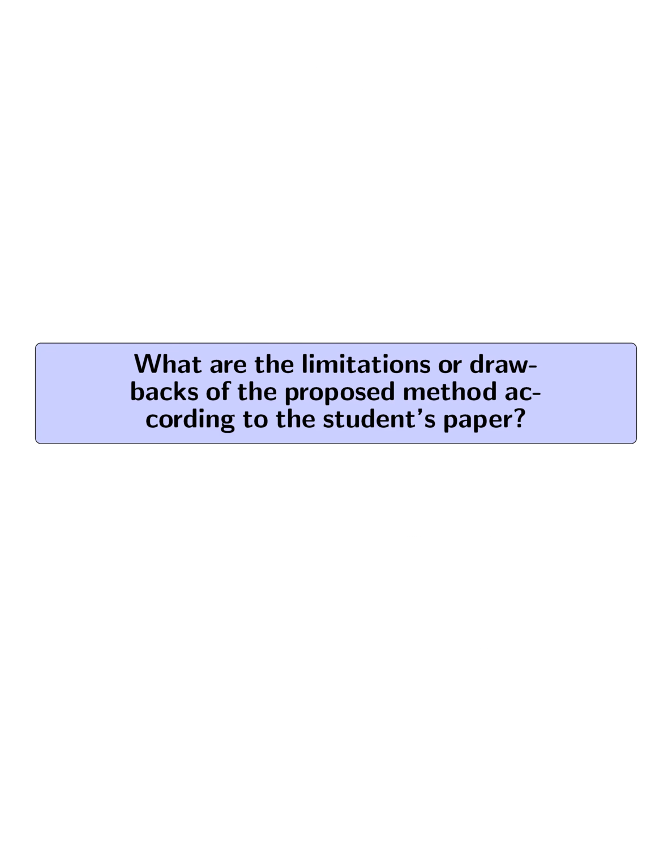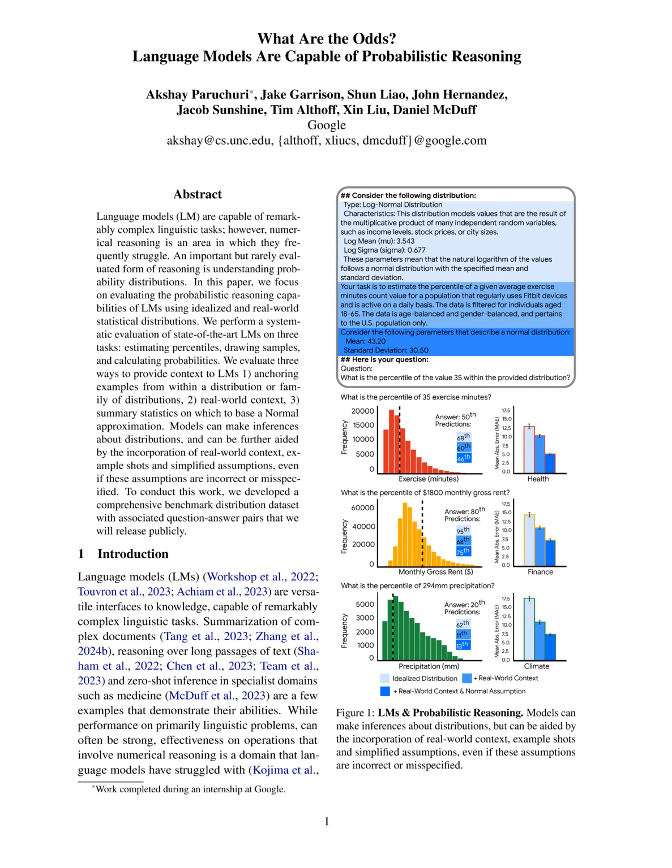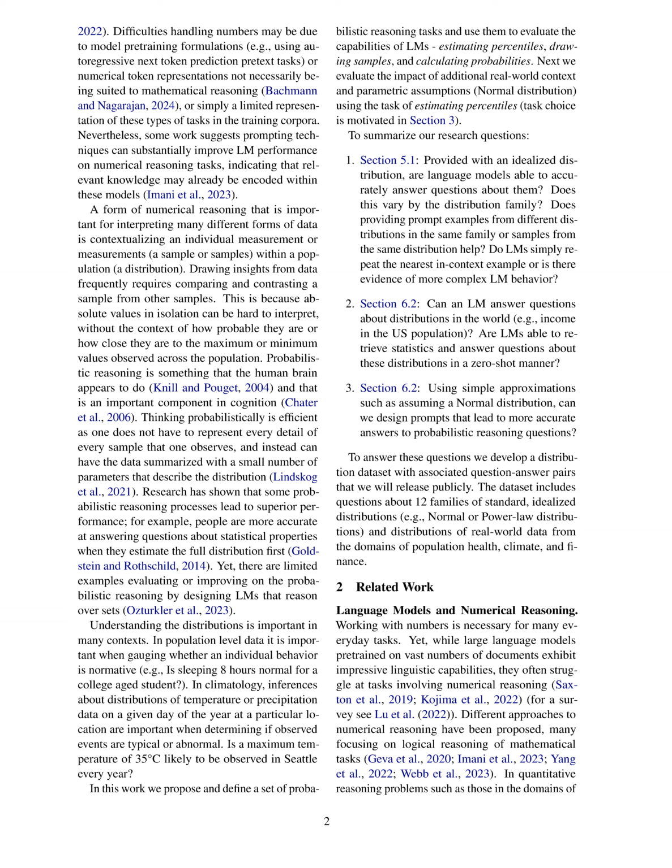What are the limitations or drawbacks of the proposed method according to the student's paper? The limitations or drawbacks of the proposed method as outlined in the student's paper include the following. 1. Limited generalizability. The paper focuses on evaluating language models' probabilistic reasoning capabilities on specific tasks and distributions. This may limit the generalizability of the findings to a broader range of tasks or distributions not covered in the study.